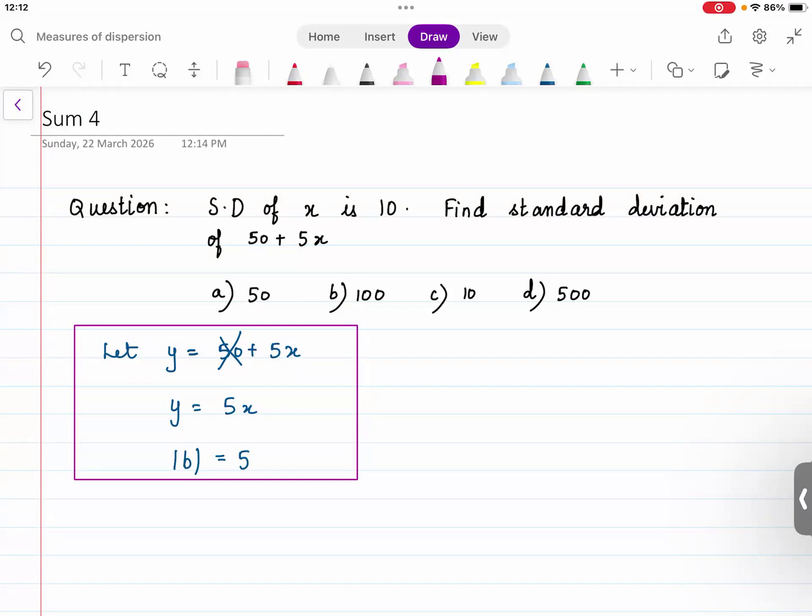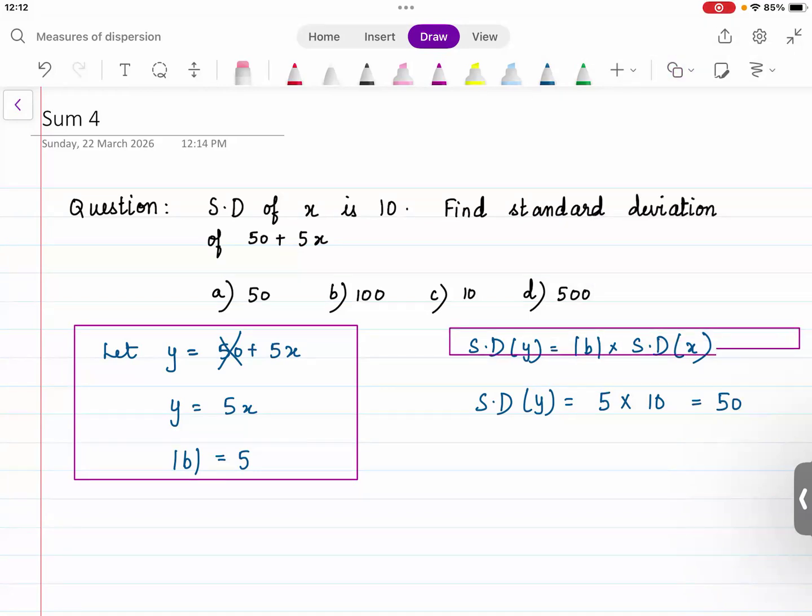Next step, what we should do, what is the relation between standard deviation of y and standard deviation of x? Standard deviation of y is equal to modulus b into standard deviation of x. So standard deviation of y is equal to modulus b, that is 5 into standard deviation of x, which is 10. So 5 into 10, 50 is the answer. So standard deviation of y, which is nothing but standard deviation of 50 plus 5x is equal to 50. Which option is right? Option A is the correct answer.